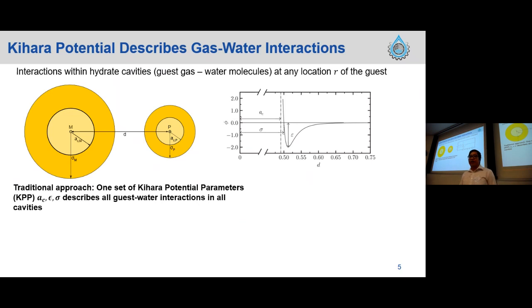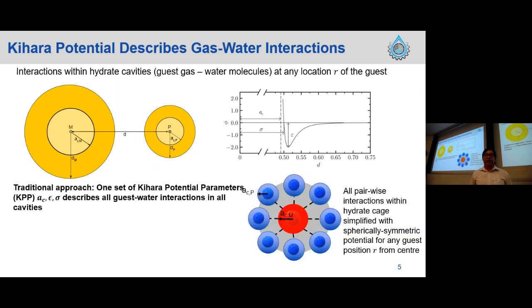And so to simplify this, what's often done is you consider a spherically symmetric potential. So using one dimension, which is considering the position of the guest molecule in a given radius, then we can use this relatively simple integration to sum all those potential interactions of the guest with each of the water molecules making up the cage.